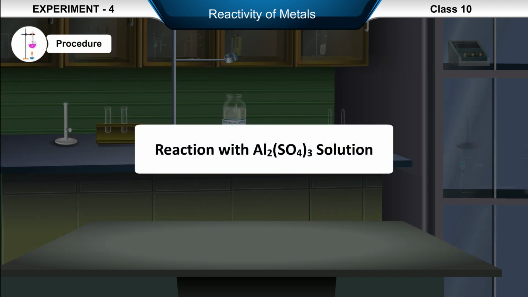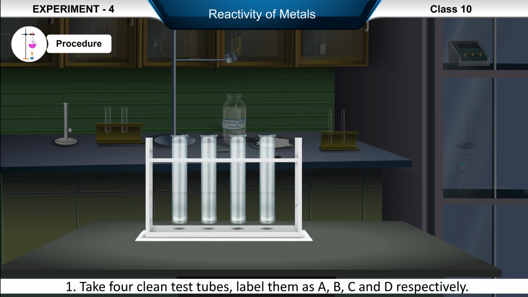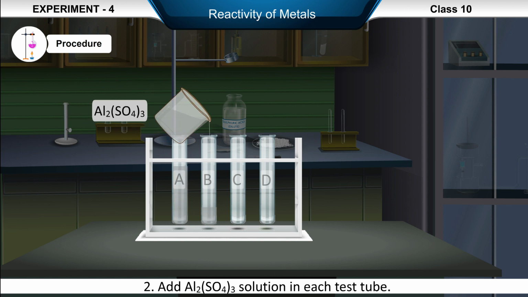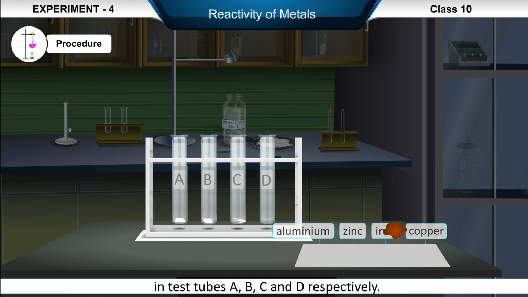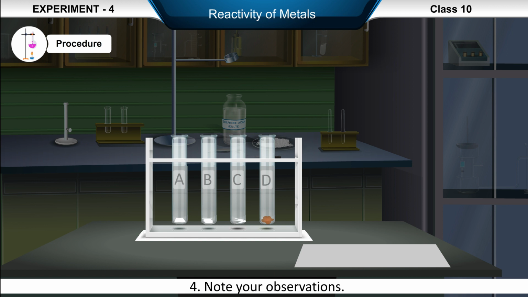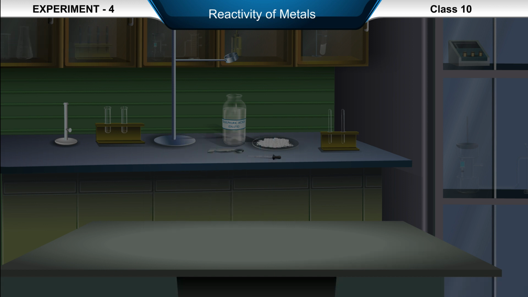Reaction with Al2(SO4)3 solution. 1. Take 4 clean test tubes, label them as A, B, C and D respectively. 2. Add Al2(SO4)3 solution in each test tube. 3. Dip small, clean pieces of aluminium, zinc, iron and copper metals in test tubes A, B, C and D respectively. 4. Note your observations.